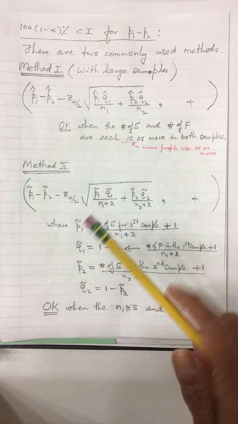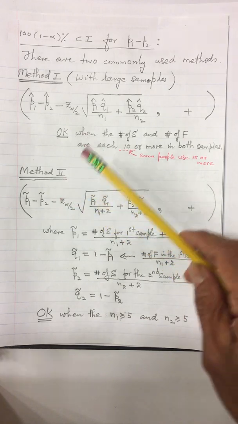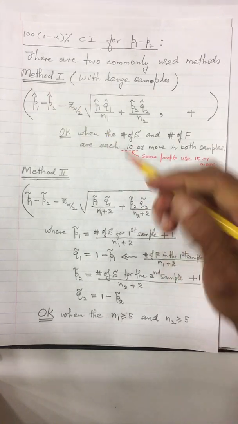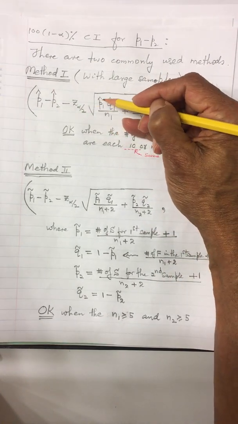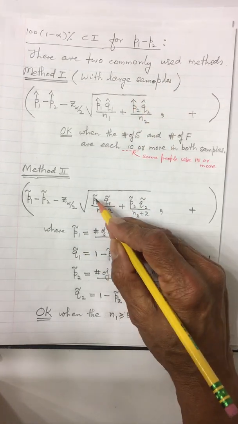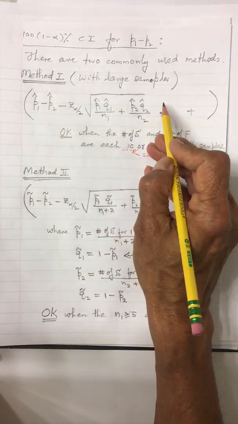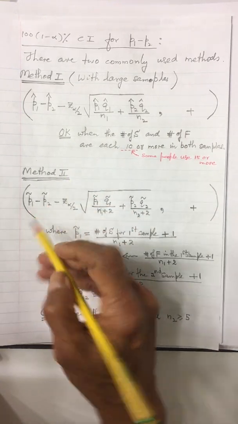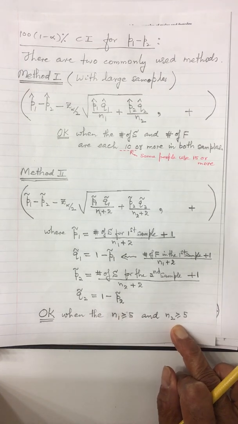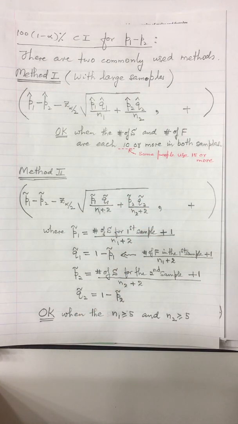Once you get these 4, you replace them: P1 tilde, Q1 tilde, P2 tilde, Q2 tilde, and the Z table value. It's the same formula, instead of having the hat you use the tilde. So here the sample n1 must be at least 5 and n2 must be at least 5. So in other words, if you have a small sample, you want to use that. Okay, so I'll stop here, and in the next video I'll show you.